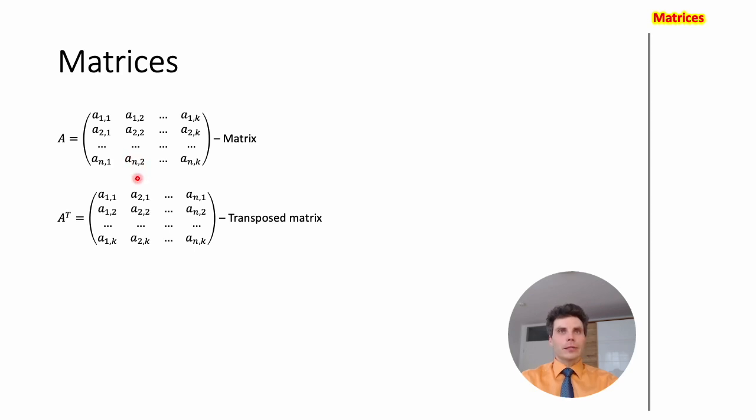There is an operation of transposition. The matrix in which the columns and the rows are swapped is called a transposed matrix, and I will be denoting it as A superscript capital T. However, some other notations may be used in other sources. So in this transposed matrix, the first column is just the same as the first row of the original matrix. The second column is the same as the second row of the original matrix, and so on.